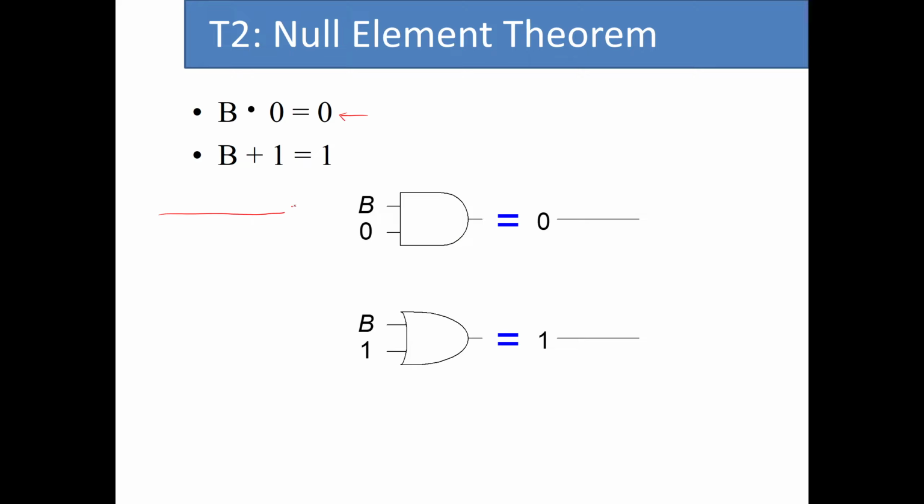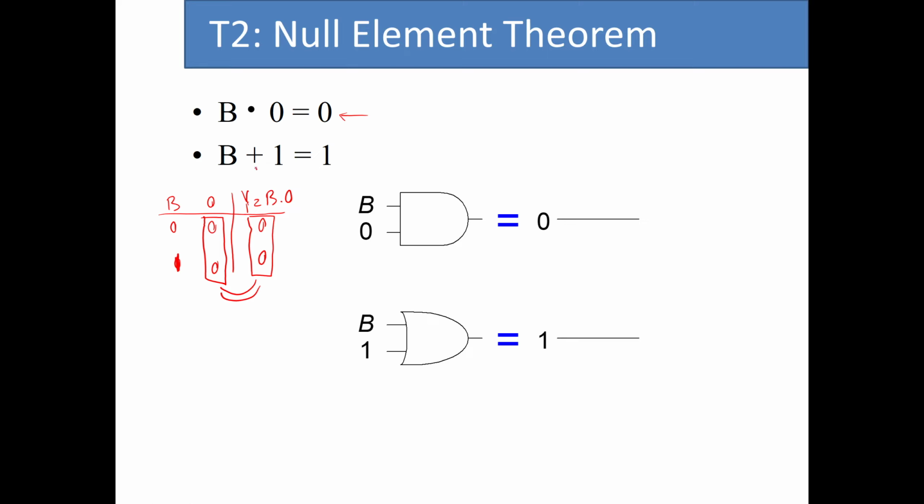We can use the perfect induction the same as before to verify this as well. This one is 1, 0, and then here y is b ANDed with 0. So 0 and 0, again based on one of the axioms, is going to be 0. 0 and 1 is going to be 0. And as you can see, this column is exactly similar to this column. So that's why we say b and 0 is 0.